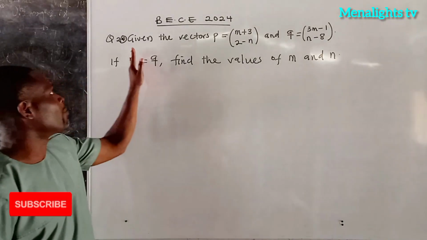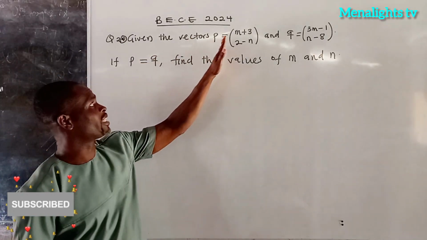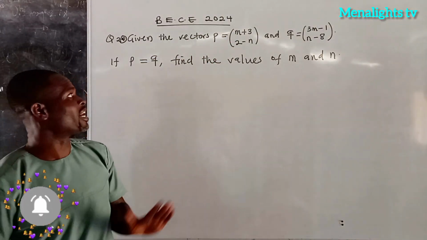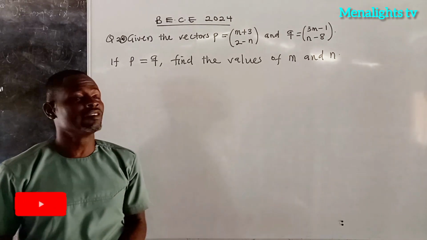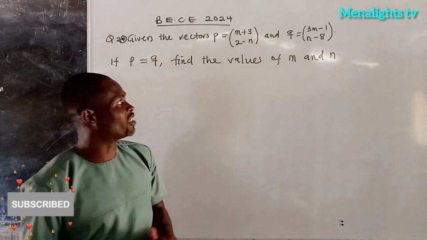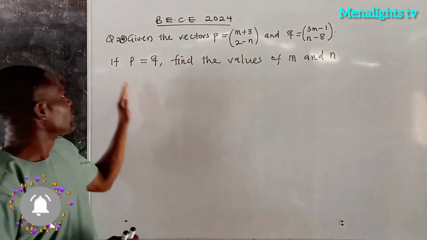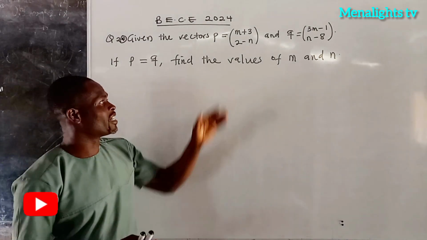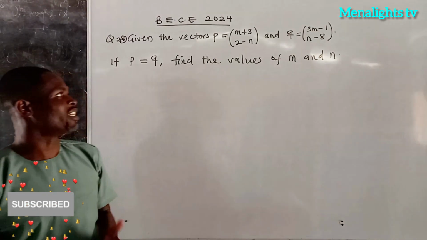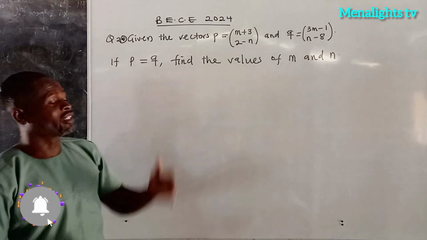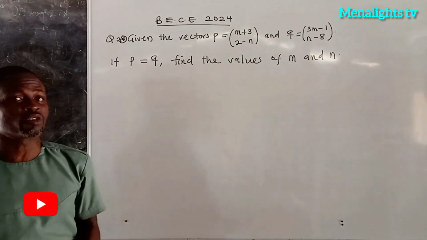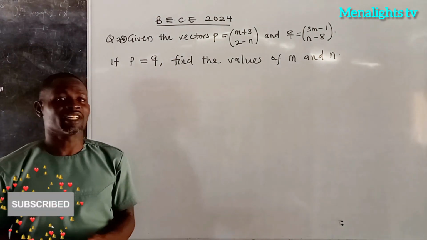So we come to question number 2. Given the vectors P = (m + 3, 2 - n) and Q = (3m - 1, n - 8). If P is equal to Q, then find the value of m and n. So in this context, we can say that the two vectors are equal. So equal vectors are what? Their coordinates are the same.